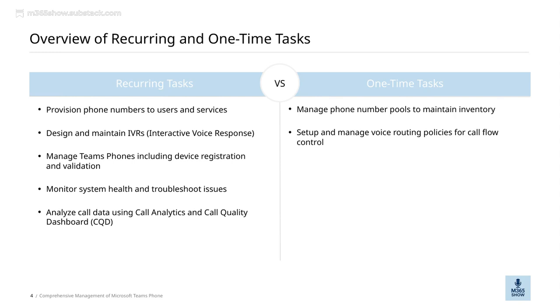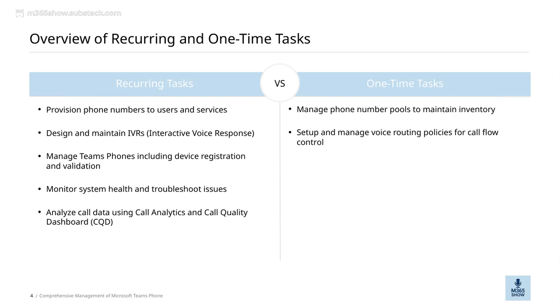Provisioning phone numbers to users and services is another key task. This makes sure everyone has the numbers they need to stay connected. Designing and maintaining IVRs, or interactive voice response systems, allows us to automate call handling and improve user experience. Managing Teams phones involves device registration and validation, which helps in maintaining device security and proper functioning. Monitoring system health and troubleshooting issues is critical to keeping everything running seamlessly, minimizing downtime and disruptions. Lastly, analyzing call data through call analytics and the call quality dashboard gives us insights into call performance, helping us make informed decisions for improvements.